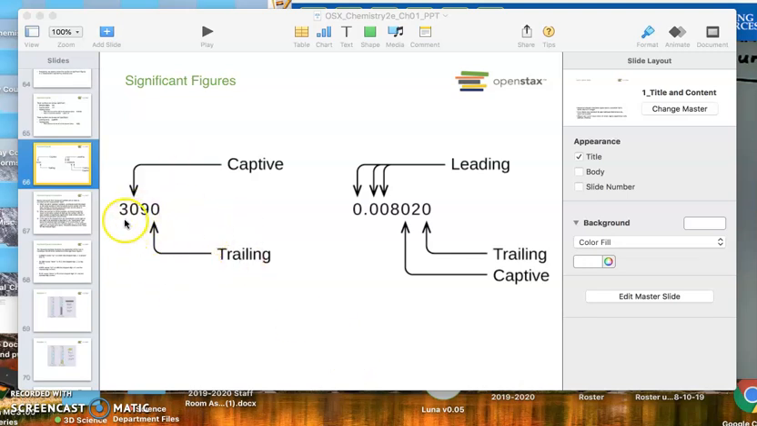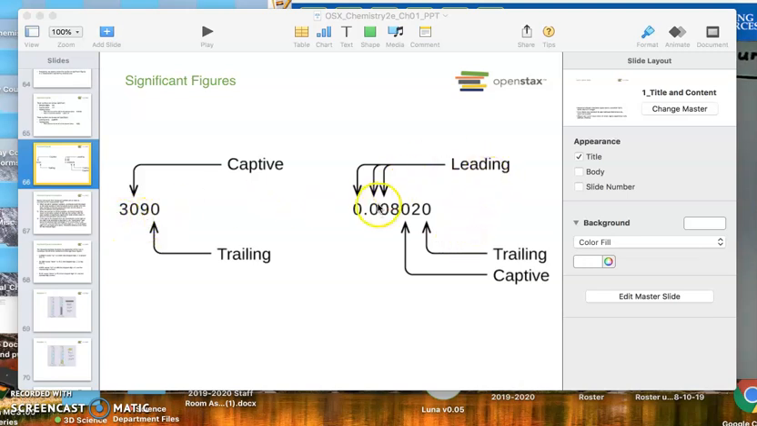So for example, this number here, the 3 is significant, the 0 is significant, the 9 is significant. The 0 is not significant because it's a trailing 0 occurring to the left of the decimal point, and so there are 3 significant figures for this number.